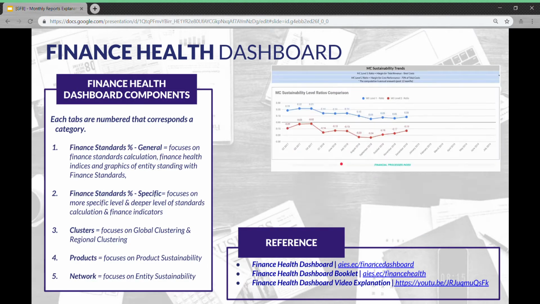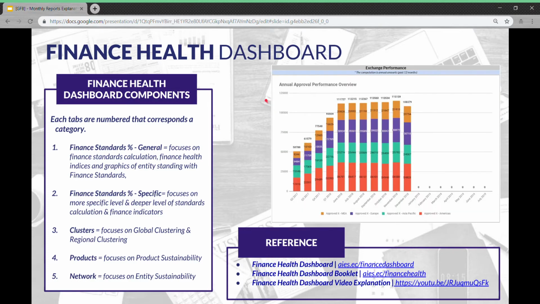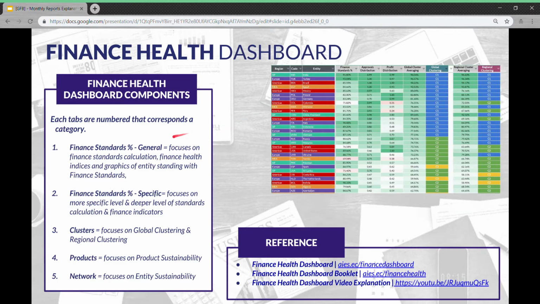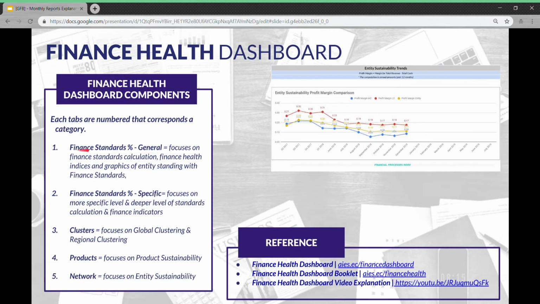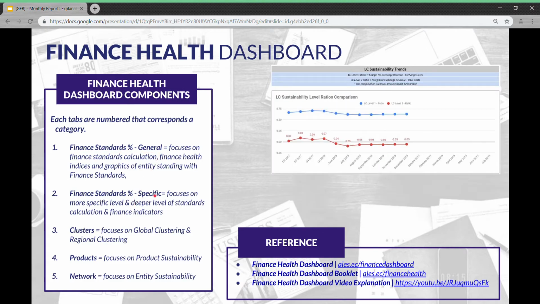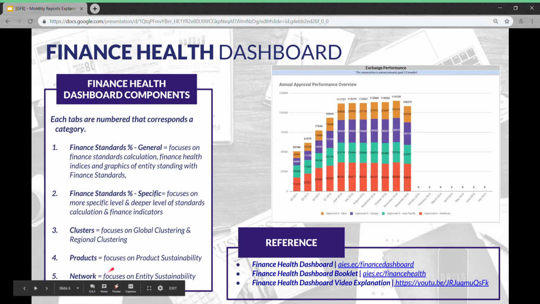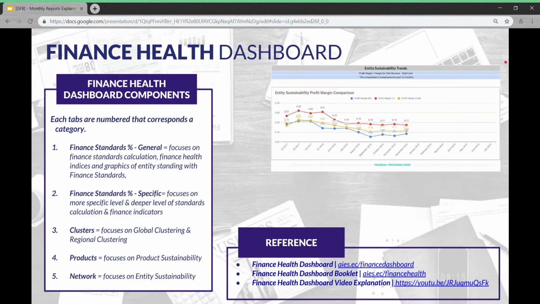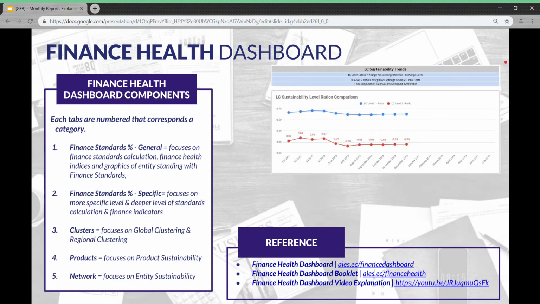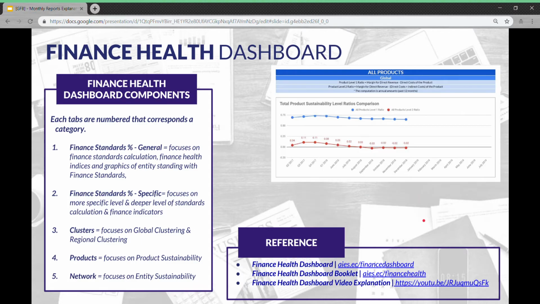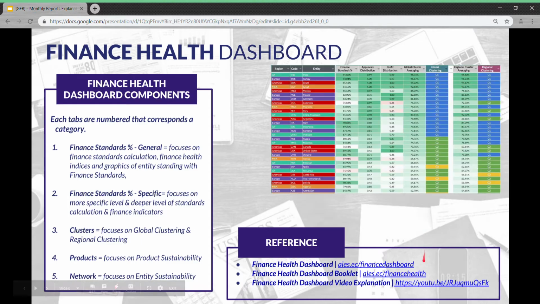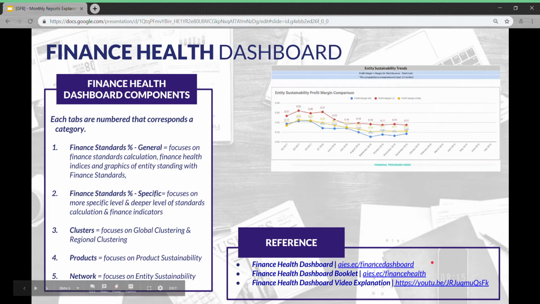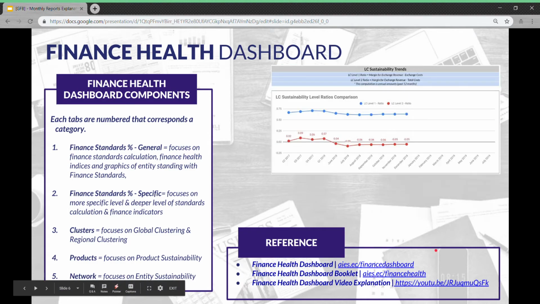Then finance health dashboard basically corresponds to different categories, which are finance standards in general, finance standards specific, clusters, product, and network. The one here at the side is more on the screenshots of different parts of the finance health dashboard. But if you wanted to learn more about the reference, you can see there are the links here, the dashboard, the booklet, and the video.